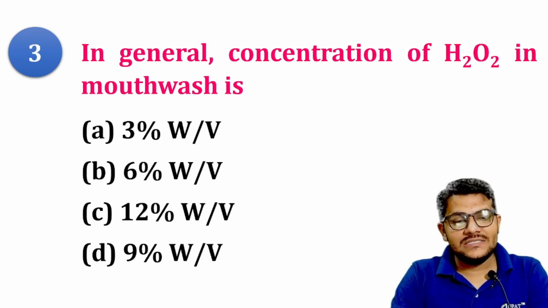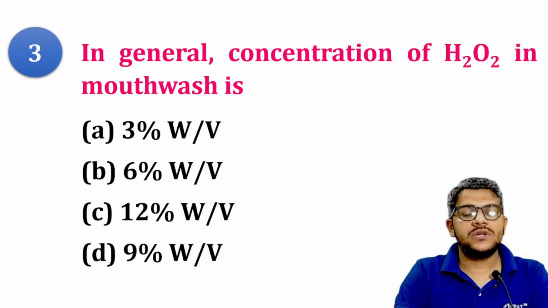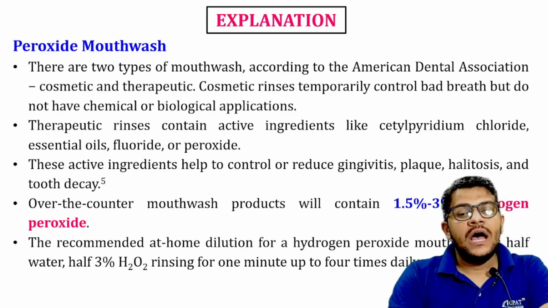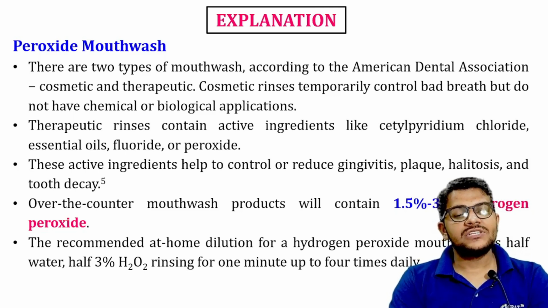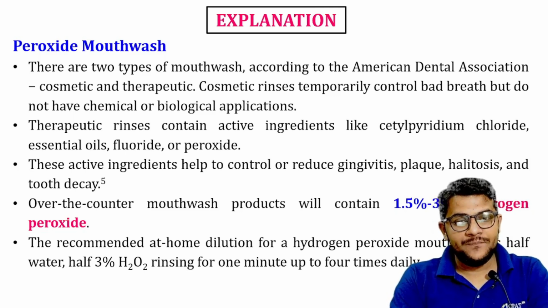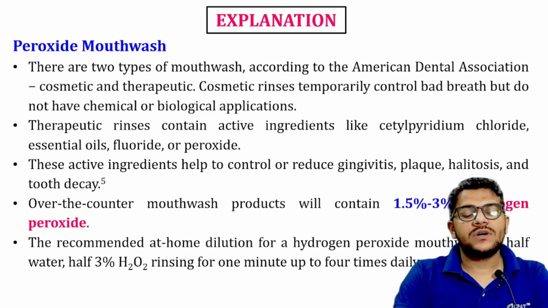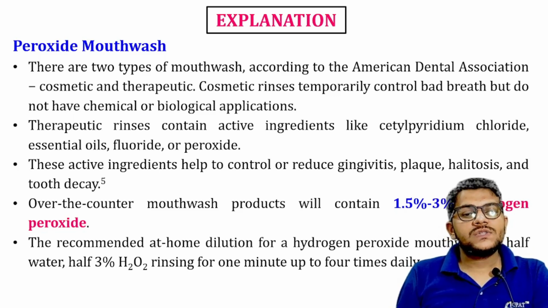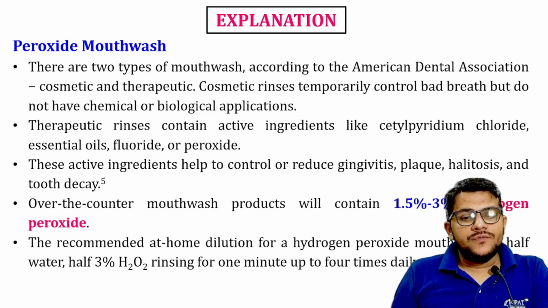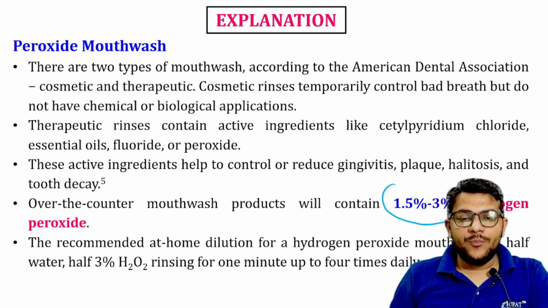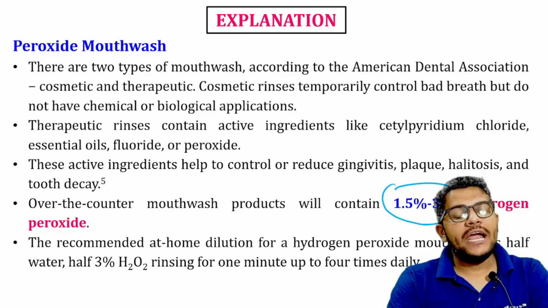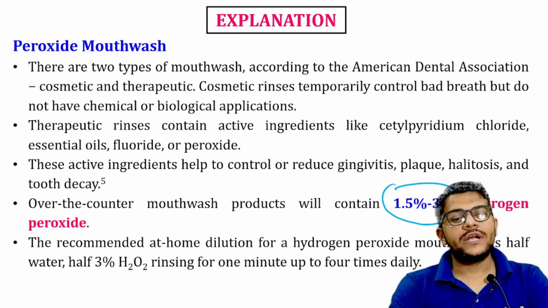You just have to tell us the exact concentration of H2O2, that is hydrogen peroxide, in a mouthwash. H2O2 is in the concentration of 3% in your mouthwash, because a concentration above that can lead to severe side effects or toxicity, and below the concentration of 1.5 it is ineffective. Got it? So the mouthwash contains 1.5 to 3% hydrogen peroxide, and we have to dilute this concentration with 4 times daily water.